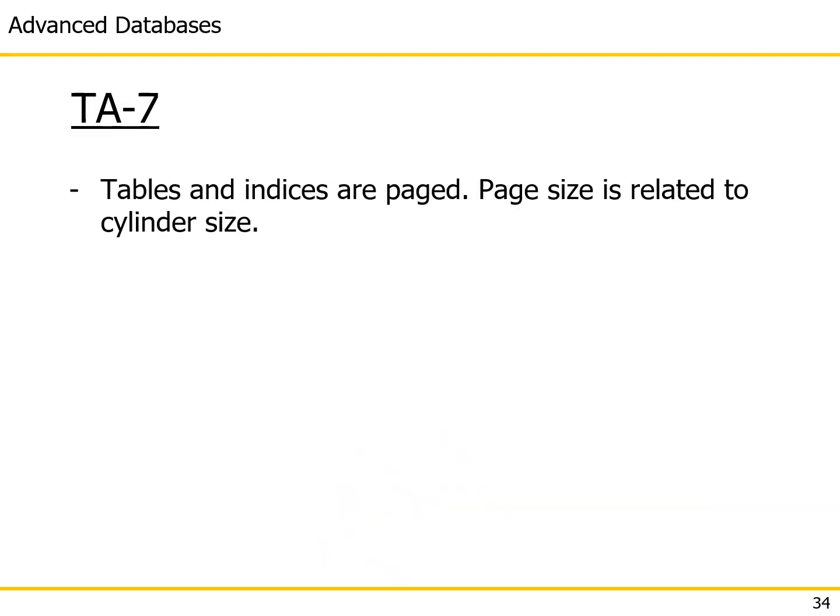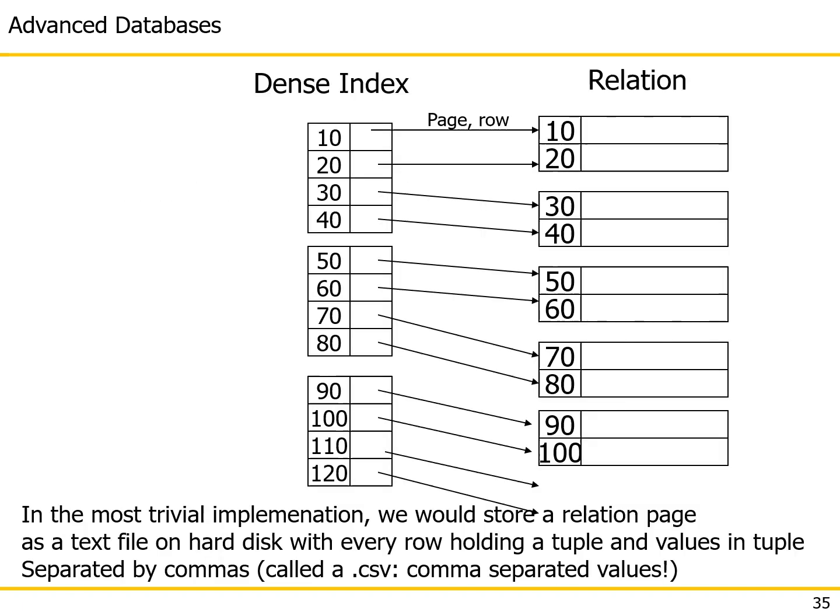So here is the takeaway. Tables and indices are paged. Page size is related to the cylinder size. Now, let's go through an exercise of discussing what we have been discussing with paging now in mind, because paging is very, very dominant as a technique in the database world, and it causes all kinds of issues.